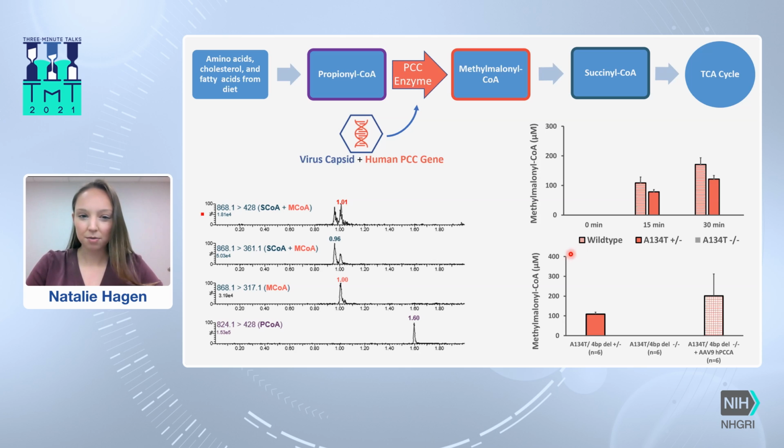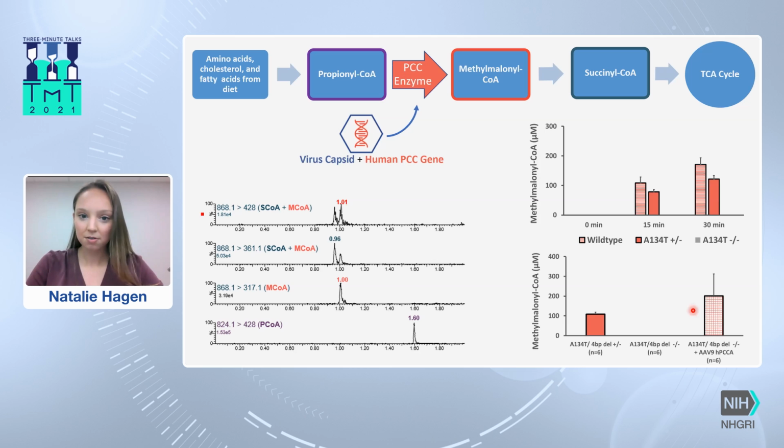Next, we wanted to see if we could use this method to assess the effects of AAV gene therapy. Similarly, we had a mouse with 1 working copy and 1 defective copy of the gene. And again, we see some formation of Methylmalonyl-CoA. One mouse which had 2 defective copies of the gene, again, no formation of Methylmalonyl-CoA.